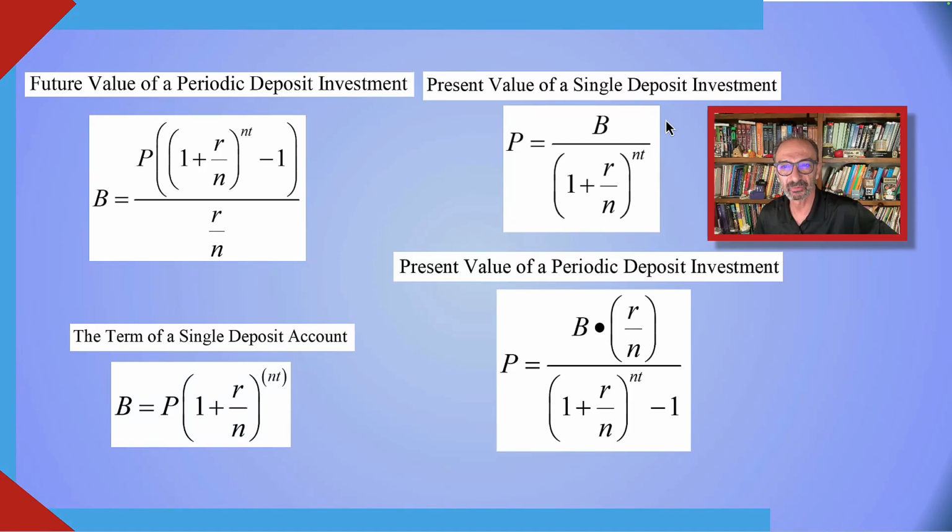Today I'm going to go over 4 examples under the topics future value of periodic deposit investment, present value of a single deposit investment, present value of a periodic deposit investment, and the last example will be the term, the length of a single deposit account.